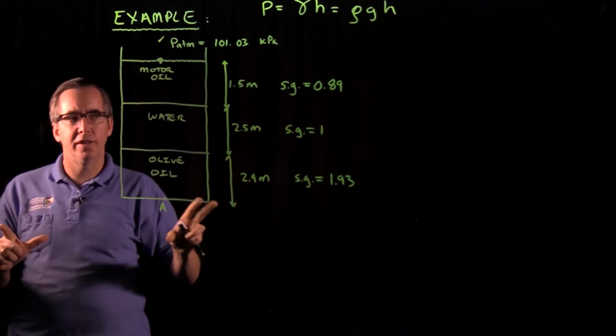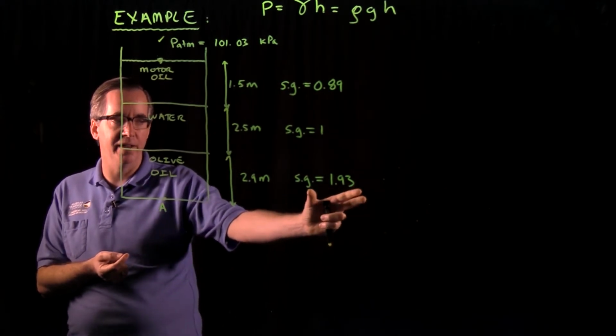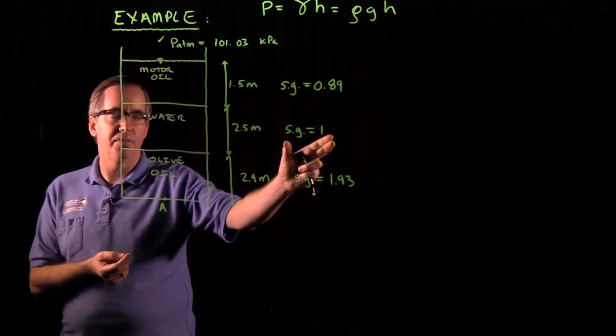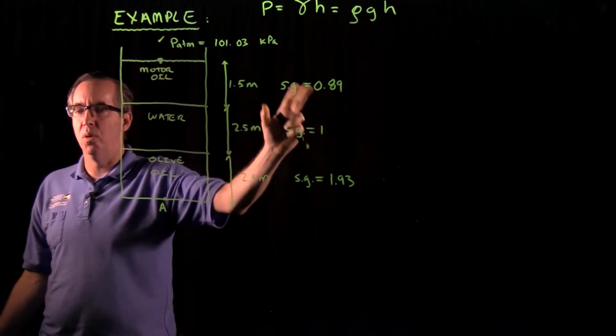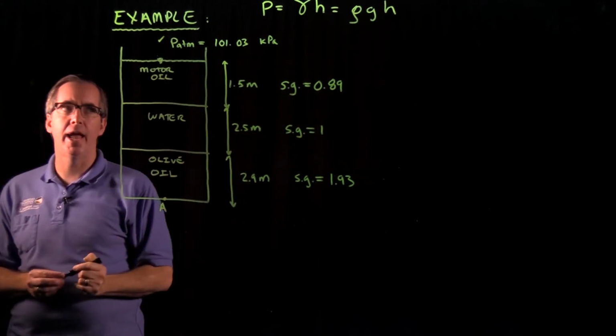And again, if we just look at this, this makes conceptual sense, right? We have the heavier fluids at the bottom. The heaviest is the oil at 1.93. In the middle, we have water with specific gravity of 1. And then we have a specific gravity of 0.89 for the motor oil. So again, what we're after is calculating the pressure at point A.